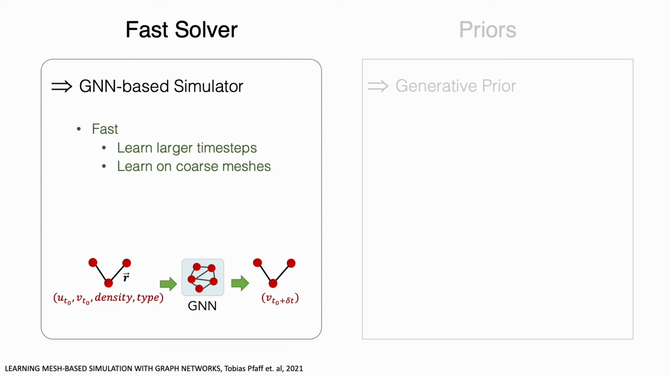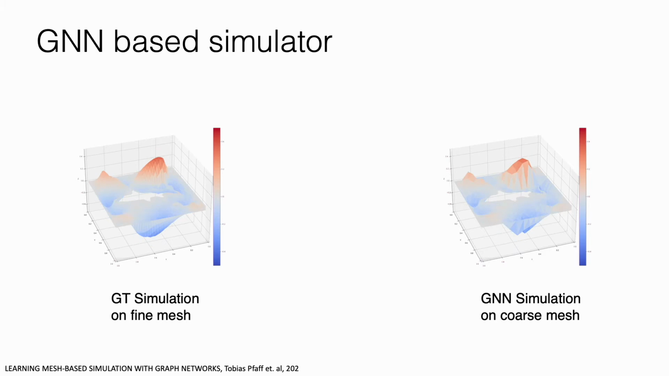The GN-based simulator takes the current state on a mesh as input and predicts the state at the next time step. Such a GN-based simulator is fast and allows us to learn over larger time steps and on much coarser meshes, where a classical solver would fail. Here, we show an example ground truth simulation on a fine mesh and the GN simulation result on the coarse mesh. We see that they match closely with each other.